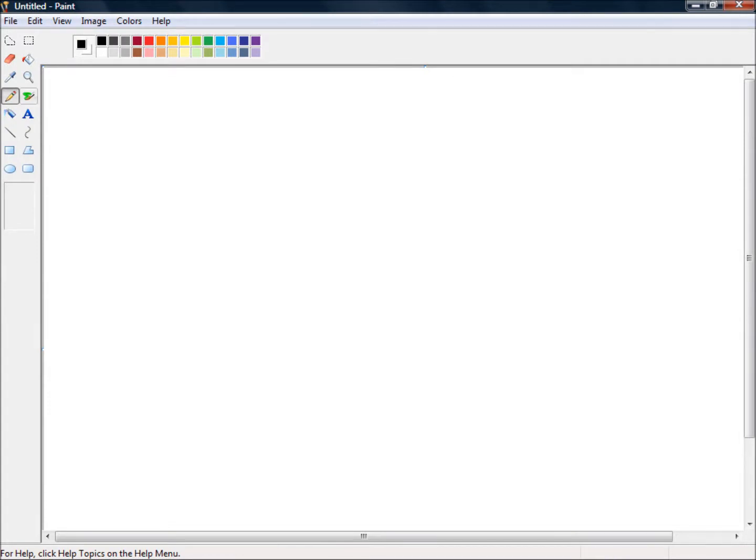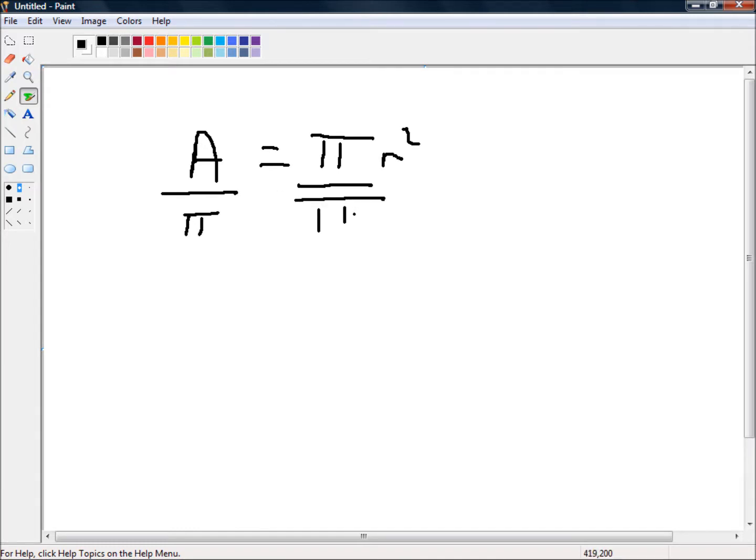Let's pick a nice easy one to start off with. Let's take something like the area of a circle is equal to pi r squared. And let's assume that we know the area of the circle, but we want to know the radius. Okay, so all we do is rearrange to get r on the left-hand side. So the first thing we can do is divide both sides by pi. Then the pi's cancel out. So we get area over pi is equal to r squared.